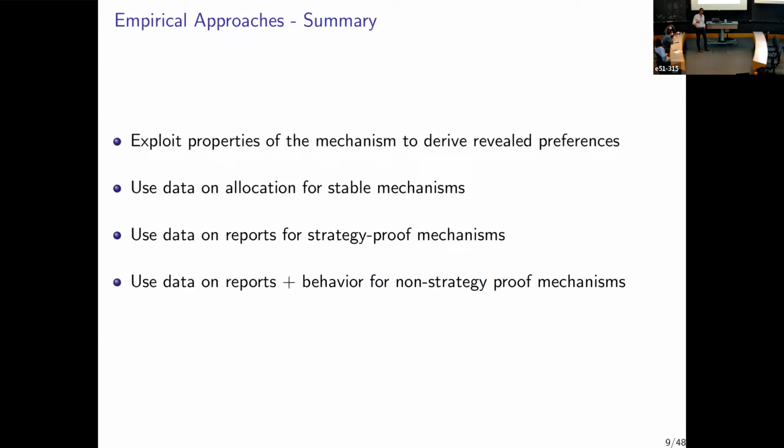Okay. And we're going to see how you need to use reports plus a different assumption of behavior, that could be optimality of behavior given the information that individuals have, to basically, again, derive a revealed preference relationship that we can use for empirical purposes. Okay, so that's where we're going. Any questions?